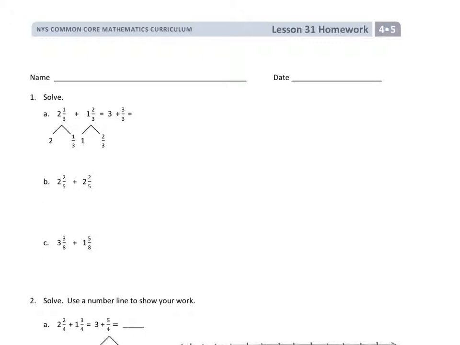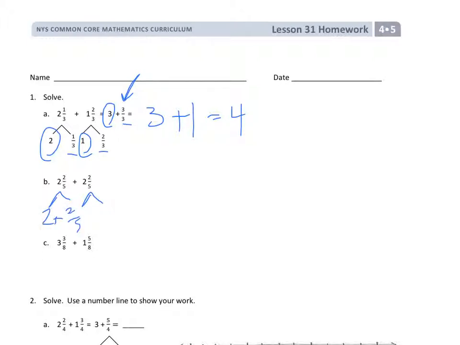component and then combine. So you see here they did 2 and 1 became 3, 1/3 and 2/3 became 3/3. And then the second step of that is to say that this is equivalent to one whole. So it should be like 3 plus 1 equals 4. So students can continue that model of breaking it into whole number plus the fraction and then combining.